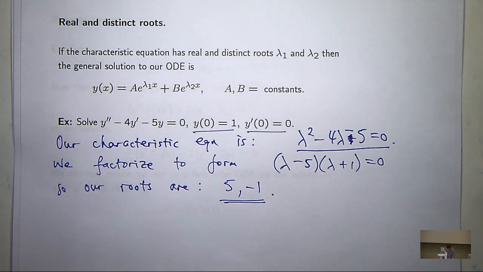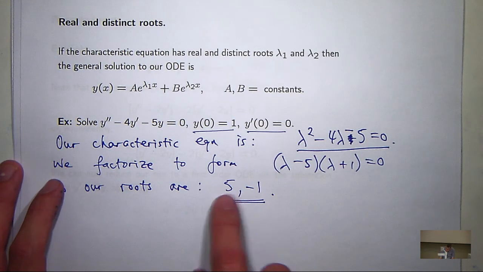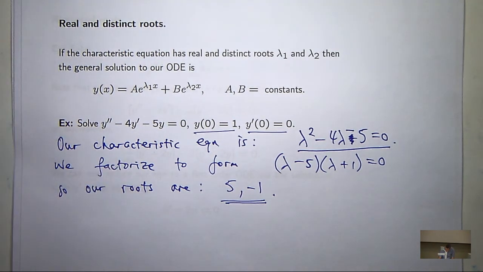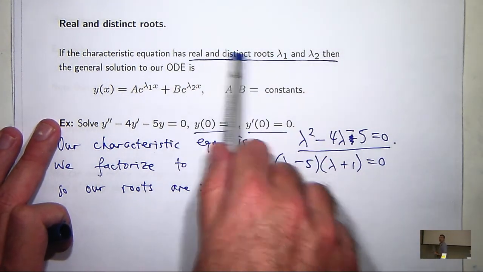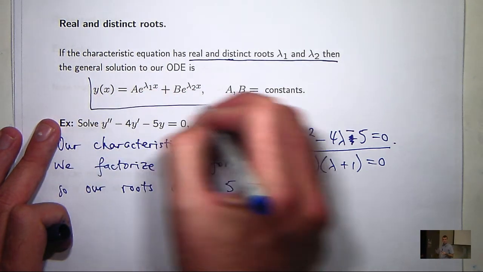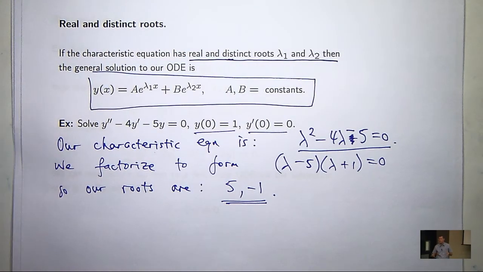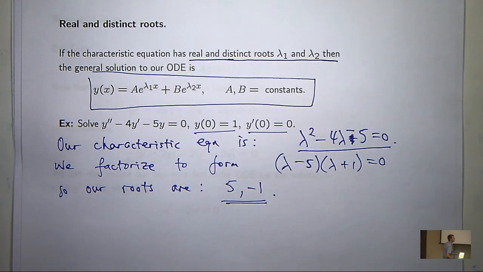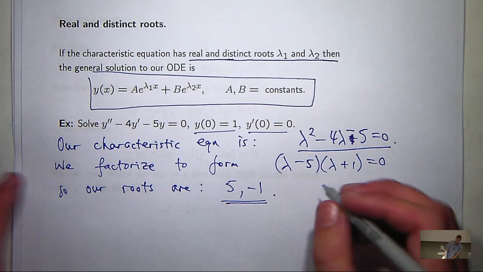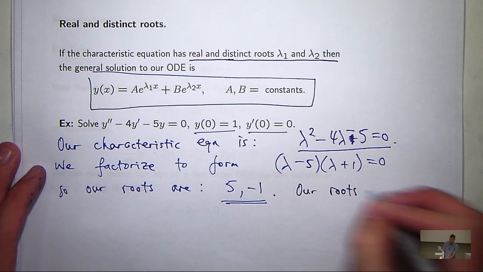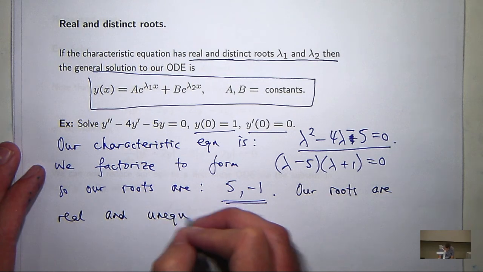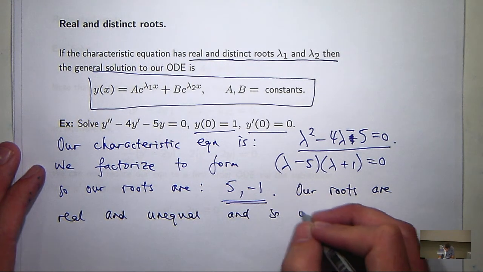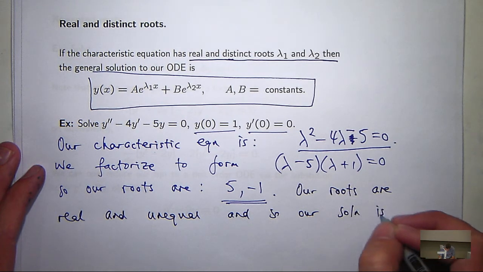Now we can see that we need to analyse the roots, right? These are both real numbers and they're not equal. And up here it says when the roots are real and not equal to each other, then this is the general form of your solution. It's just a combination of exponential functions. So let's write that down. Okay, this is the general solution.